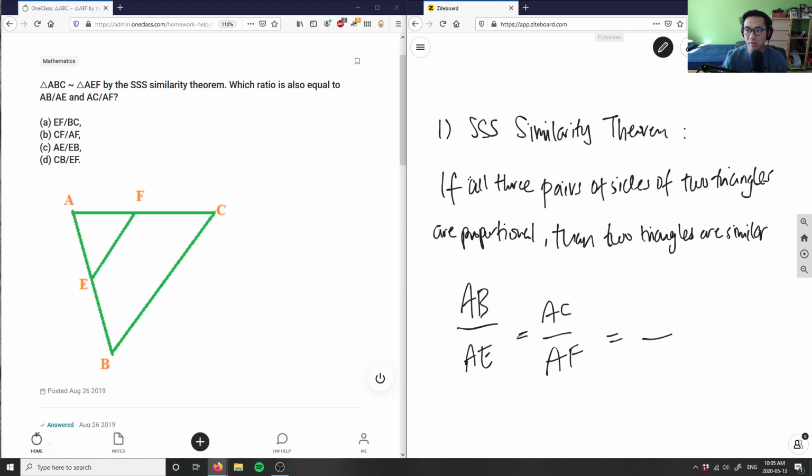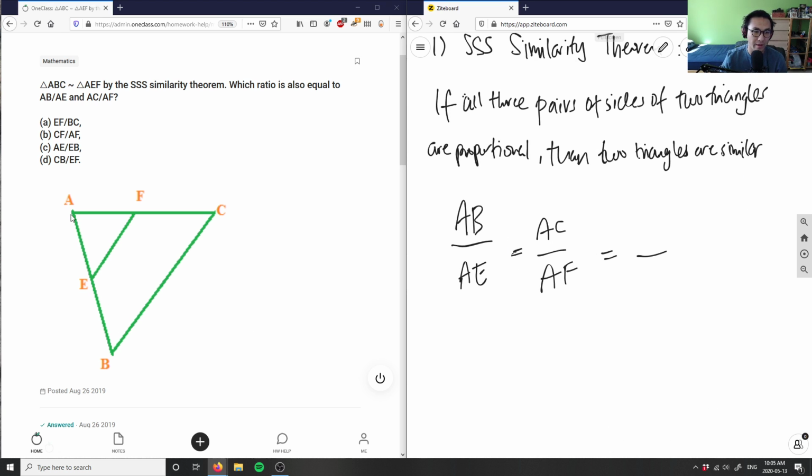Let me look at these two first. I have AB over AE. You can think of it as a 2 to 1 ratio, since AB is twice as long as AE. AC here is also twice as long as AF, so this is also a 2 to 1 ratio.